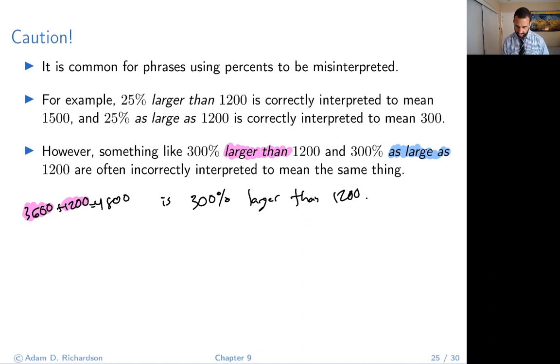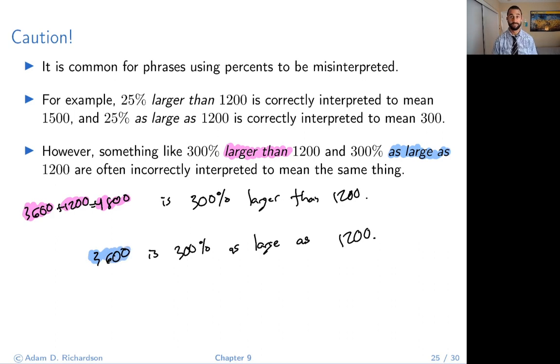But if you say something like as large as, that's where this is correct. 3600 is 300% as large as 1200. What's a number that's 300% as large as 1200? 3600. Because if you take 1200 and multiply it by 300%, you get 3600. So those are not the same, right? Notice that that's a different amount. It's not 4800 in this case. Up there you got 4800, but down here, you got 3600 instead.